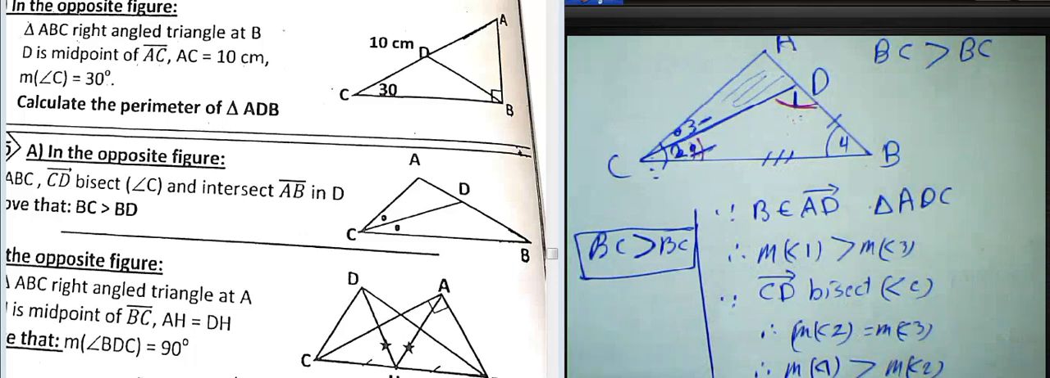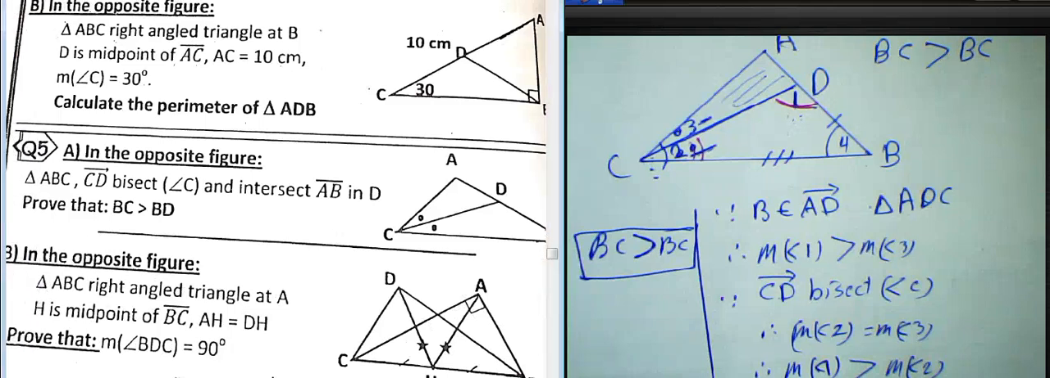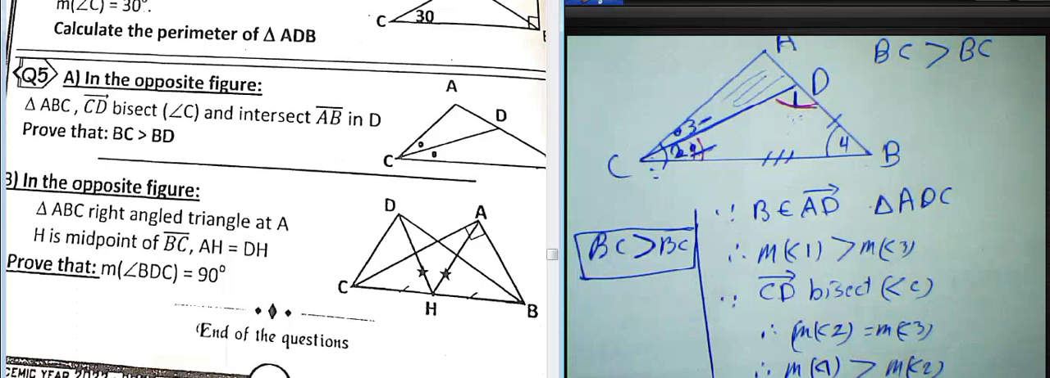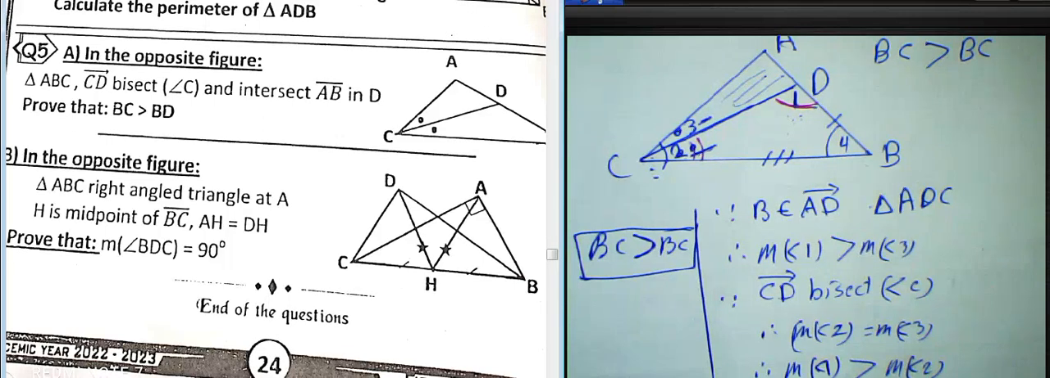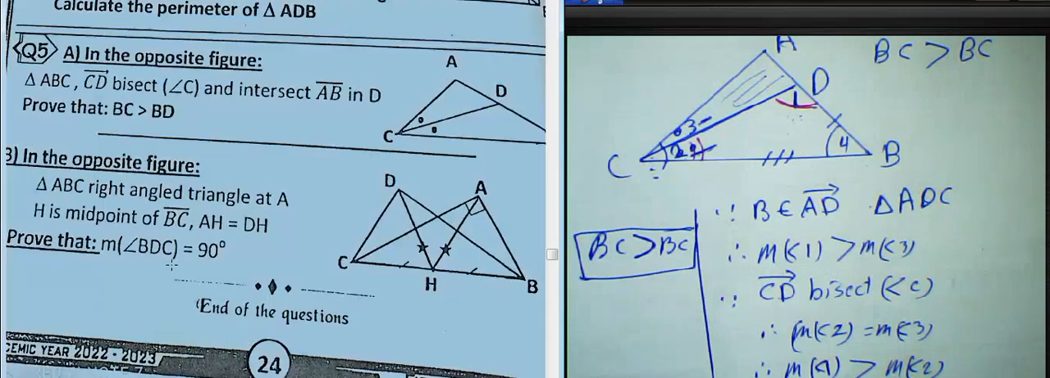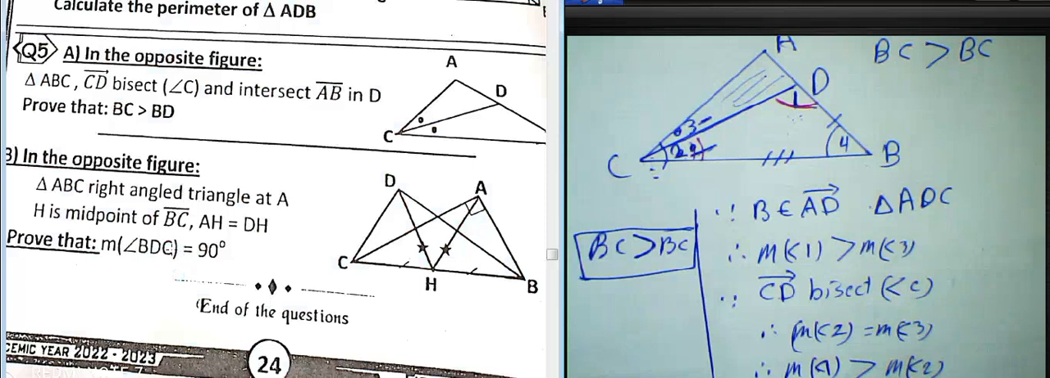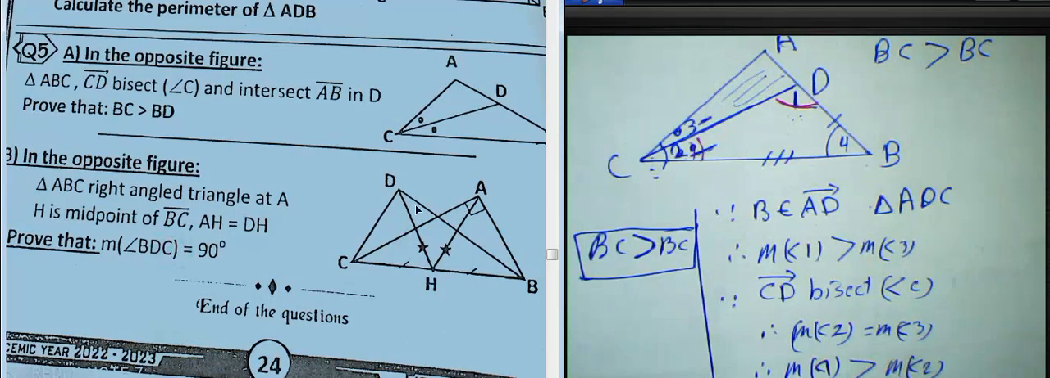Okay, the last question here. Question number 5B: in the opposite figure, prove that the measure of angle BDC is 90 degrees. He wants to prove that this angle equals 90 degrees, and they give us AH is half of BC, the median.